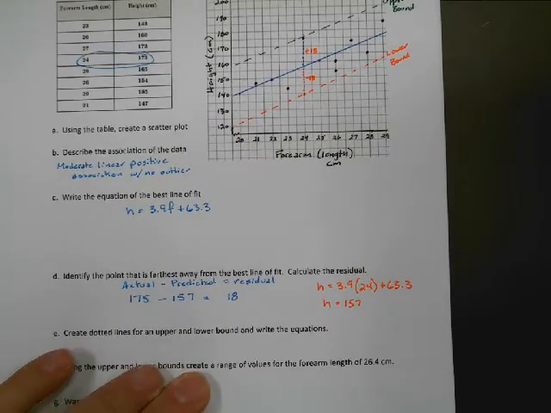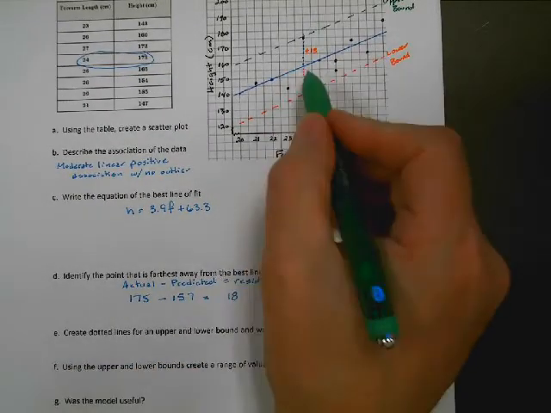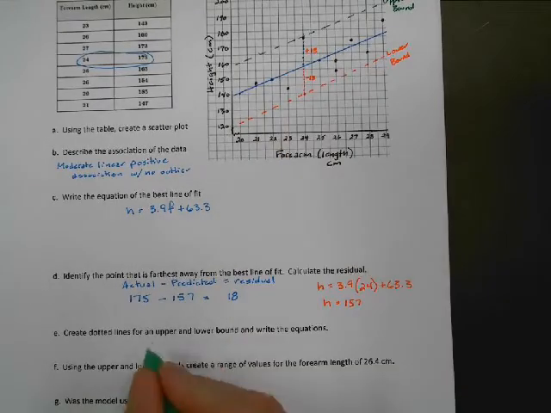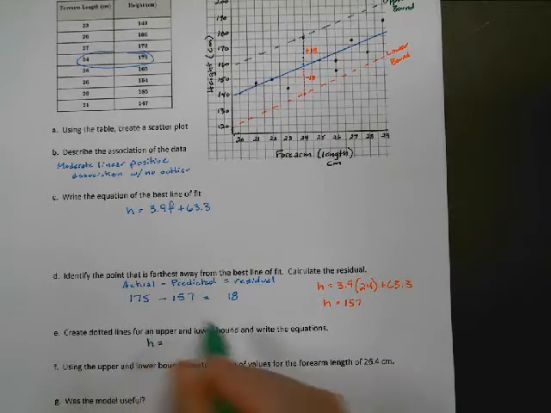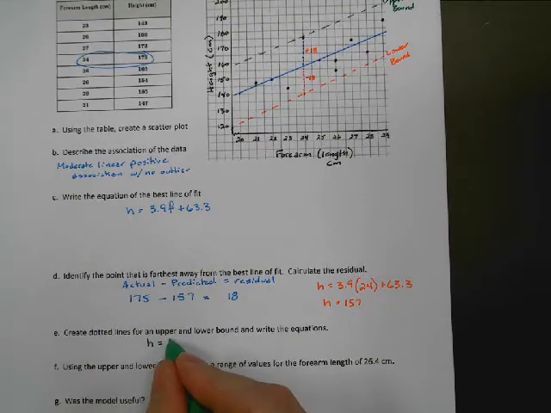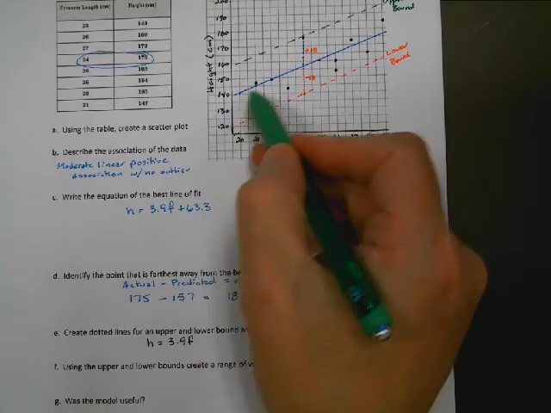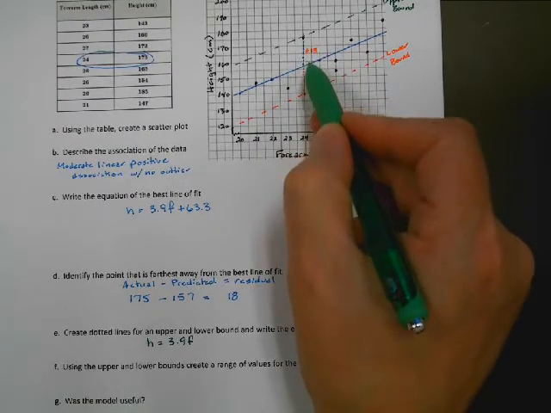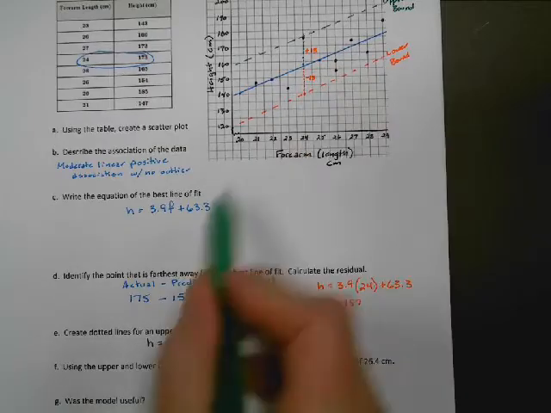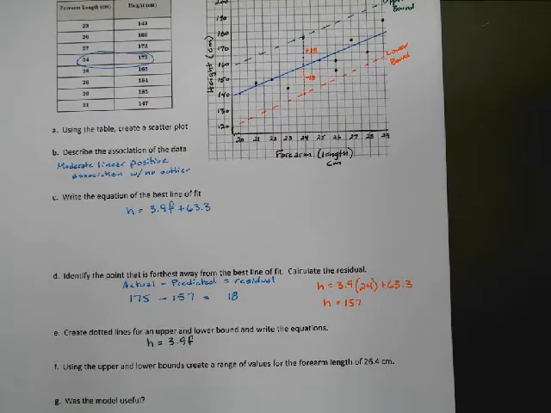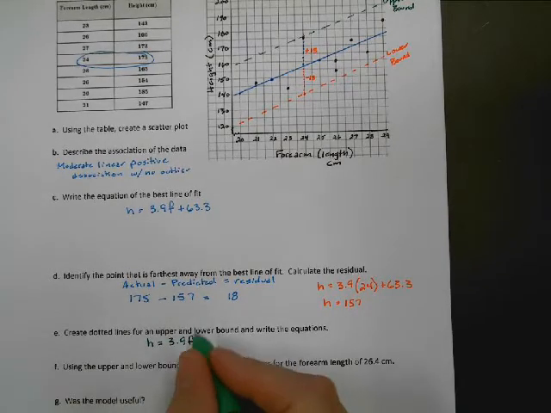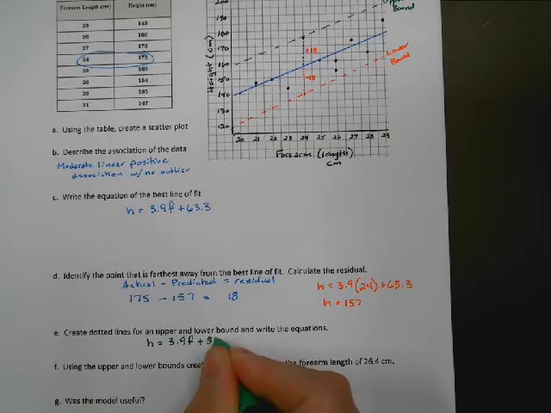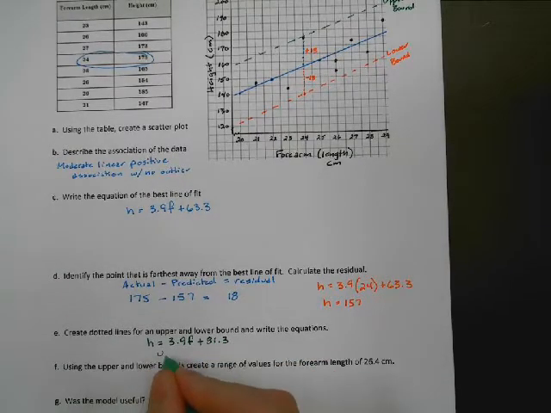So I want to write the equation. So the upper bound equation, now remember, these are parallel lines. So the upper bound equation should have the same slope, 3.9F. And since this one has a y-intercept of 63.3, this one should have a y-intercept of 18 more than that. So I'm going to take the y-intercept of 63.3 and add 18 to it. And that would be 81.3. And that'd be my upper bound.